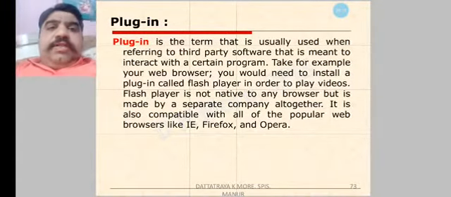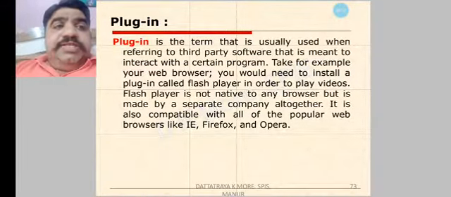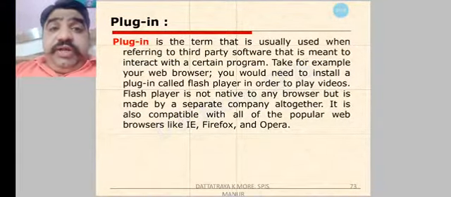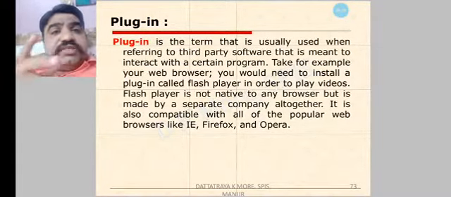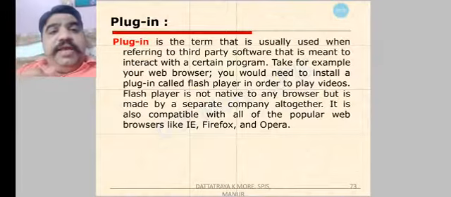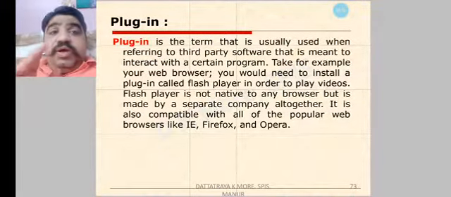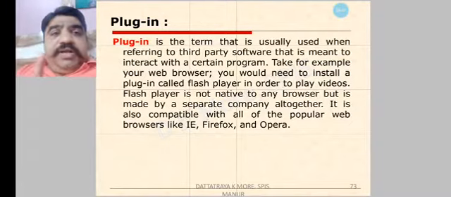Plugin. Let's see one by one. Plugin is the term usually used when referring to third-party software that is meant to interact with a certain program. Take for example your web browser. You would need to install a plugin called Flash Player in order to play videos. Flash Player is not native to any browser, it is not coming along with any browser, but it is made by a separate company altogether.